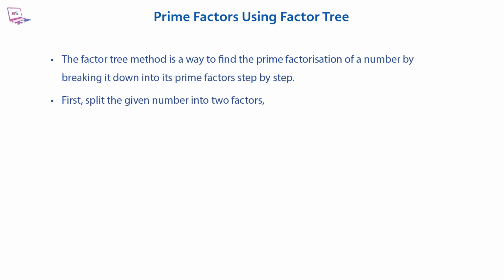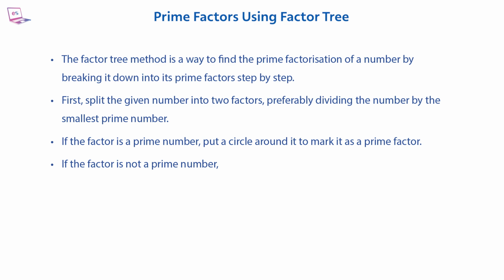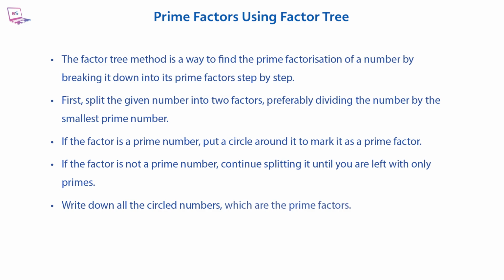First, split the given number into two factors, preferably dividing the number by the smallest prime number. If the factor is a prime number, put a circle around it to mark it as a prime factor. If the factor is not a prime number, continue splitting it until you are left with only primes. Write down all the circled numbers, which are the prime factors. Sounds confusing? No worries, let's see an example.